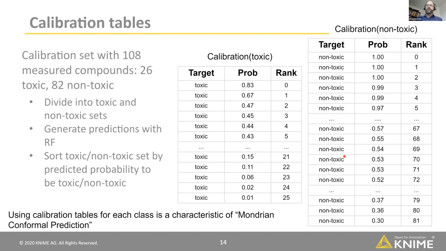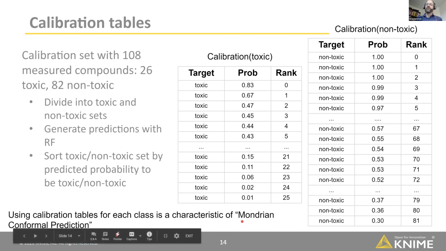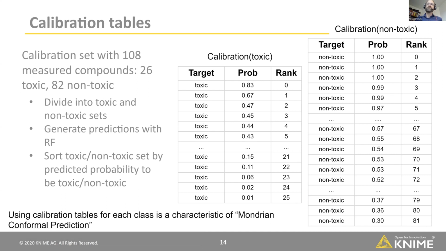Using these two different tables to do calibration is a characteristic of an approach to conformal prediction called Mondrian conformal prediction. The term is down at the bottom. And everything else that we'll do throughout the rest of this is Mondrian conformal prediction.